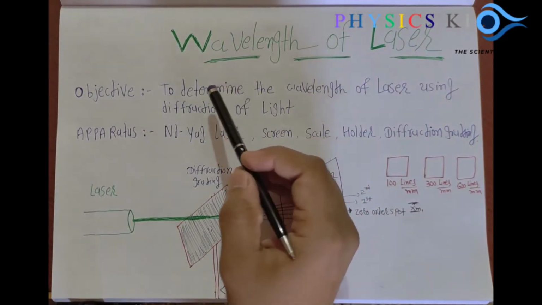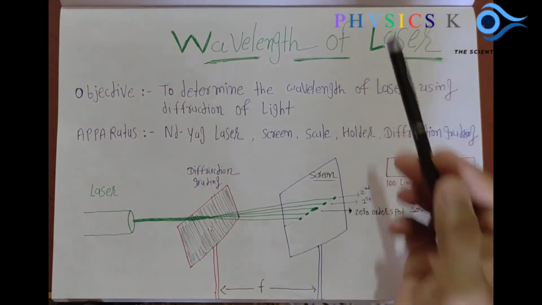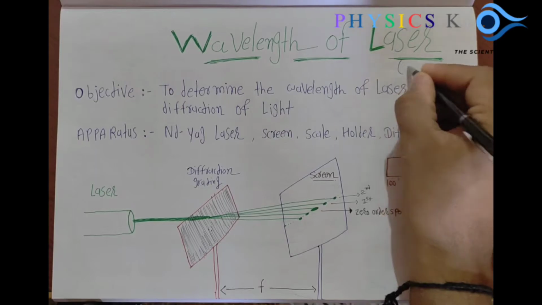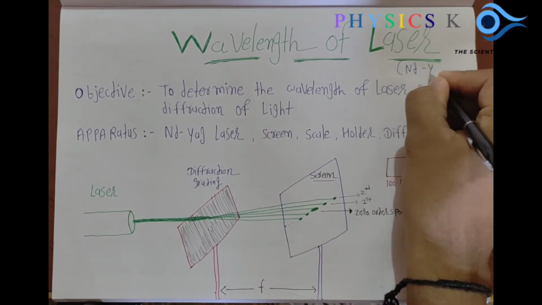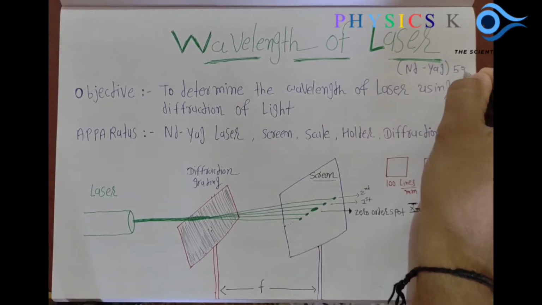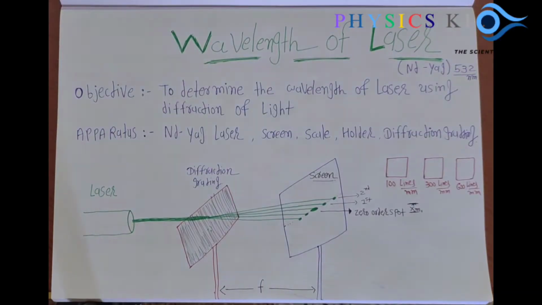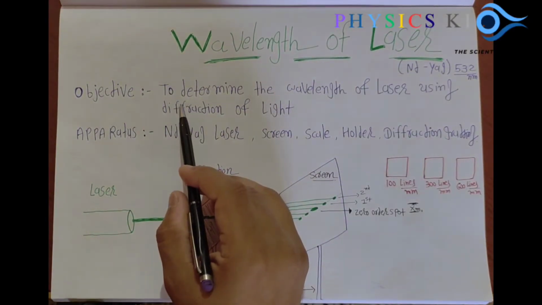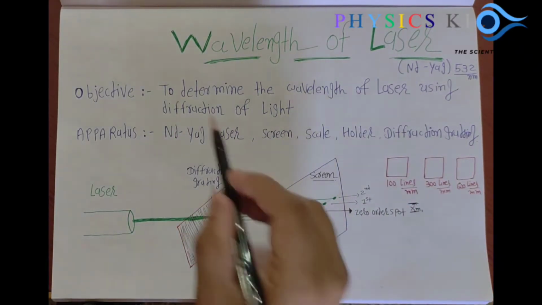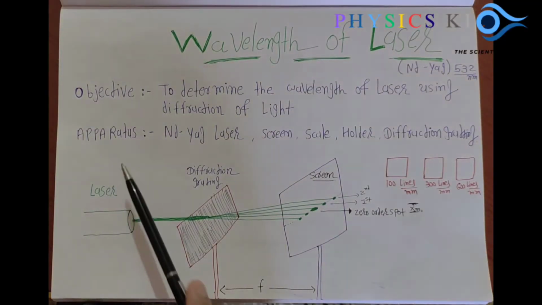Our practical title is Wavelength of laser, and here we are using that laser. When we were children, we played with this Nd-YAG laser, and on the box the wavelength is already mentioned as 532 nanometer, but using this practical we will find it. Our objective is to determine the wavelength of laser using diffraction of light. We already know what diffraction is, it is already covered.